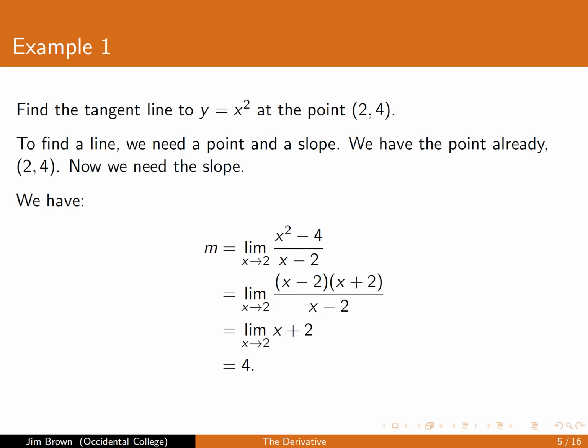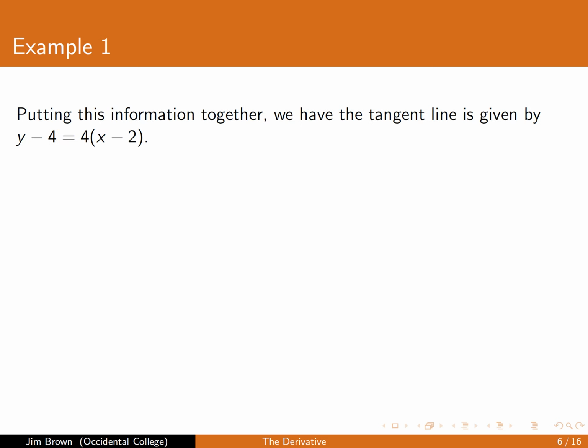Here we have that the slope is the limit as x goes to 2 of x squared minus 4 over x minus 2. The important point here is we can factor the numerator to be x minus 2 times x plus 2. Then we can cancel that x minus 2 out as long as x is not equal to 2, as we saw in the previous section. That just gives me the limit as x goes to 2 of x plus 2, which is equal to 4. So the slope of our tangent line is 4. That means our tangent line is given by y minus 4 is equal to 4 times x minus 2, using the point-slope formula for the equation of a line.